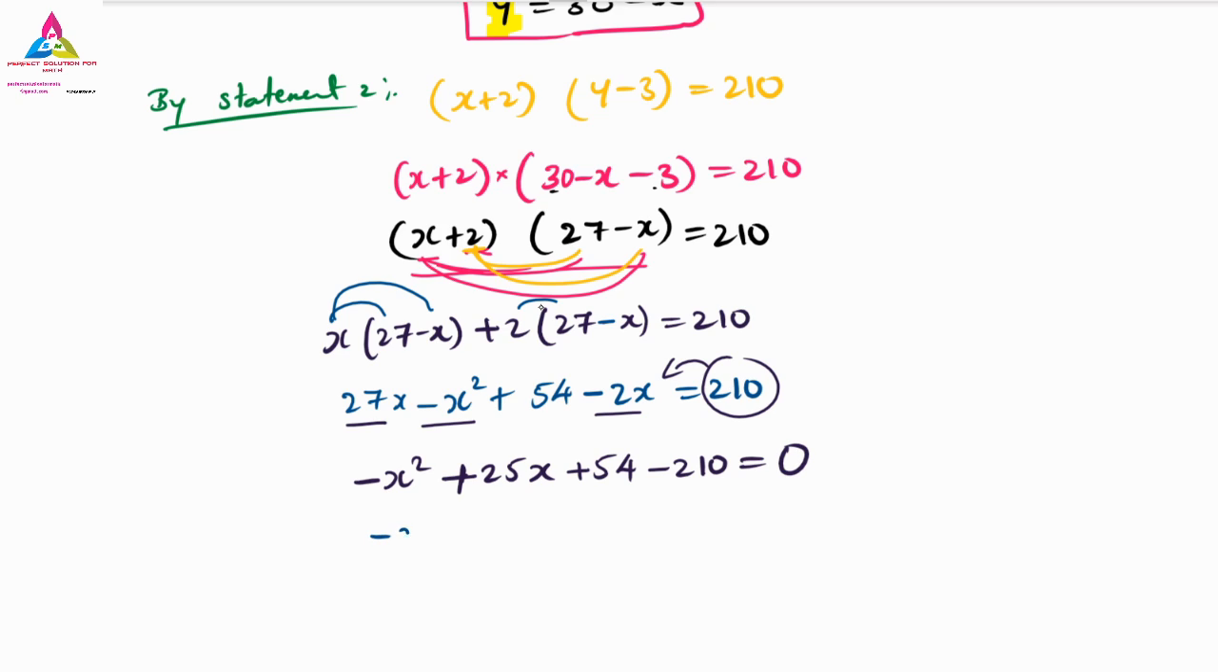So minus x square I will keep as it is because I want to simplify first. 25x is positive, and one is negative, one is positive, so the greater number is negative, so I have to keep it negative, and from 210 I have to subtract 54. So how much are you going to get? 150. Our students are very slow. If you know the answer, unmute and answer me.